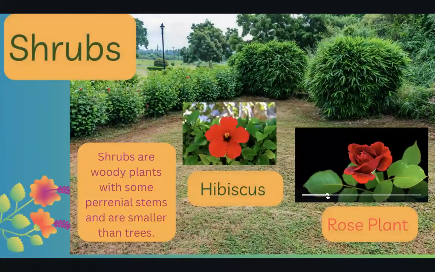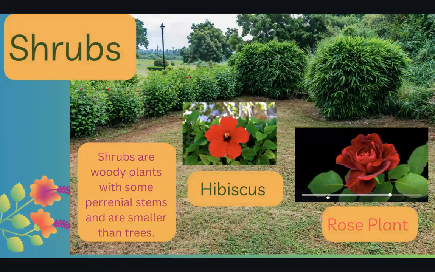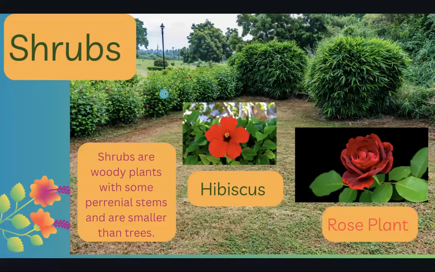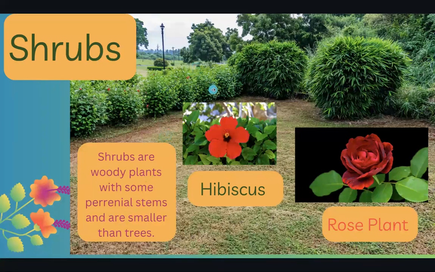And now we go to the second group, which are the shrubs. Shrubs. S-H-R-U-B-S. Shrubs. Shrubs are woody plants. So they are woody also, with some perennial stems. They are smaller than trees. They can grow like maybe 5 feet tall, like the ones at the back here.